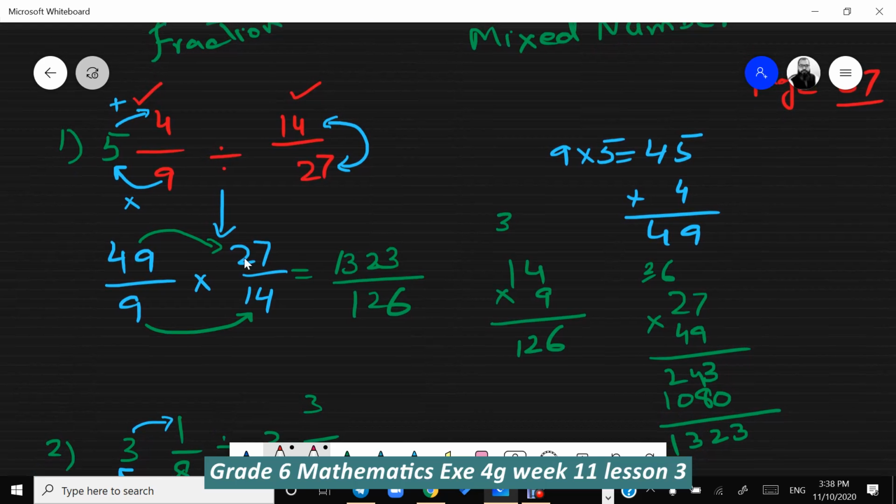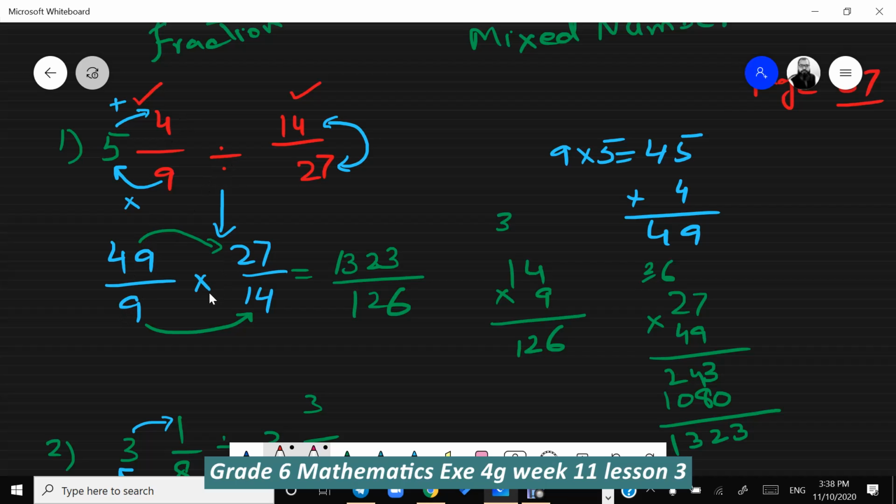Here is question number 1. In question number 1, 5 and 4 over 9 divided by 14 over 27. The first step, what should you do? You will convert this mixed number to an improper fraction. 9 multiplied by 5, 45, 45 plus 4, 49, so 49 over 9.